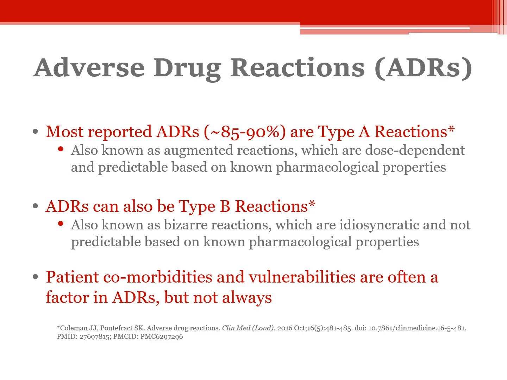The rest of adverse drug reactions are often called type B reactions. They're known as bizarre reactions, and they're idiosyncratic and not predictable based on known pharmacological properties. There was nothing about the design of the drug that would have told you ahead of time that this is how certain people would have reacted to it.